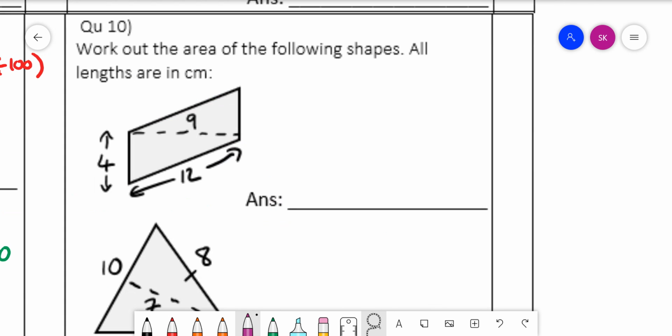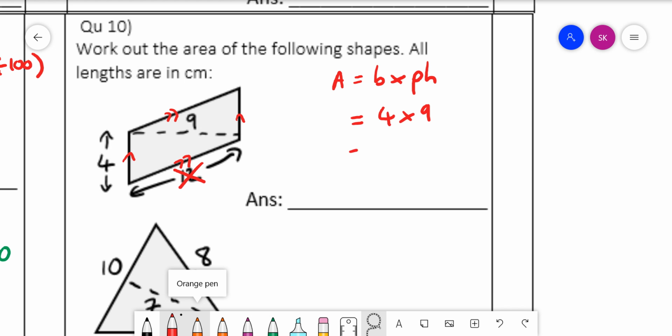Question 10. Work out the area of the following shapes, all lengths in centimeters. So here we have a parallelogram. Area of parallelogram, base times perpendicular height. But there's 3 values here, so one of them is going to be a red herring. In fact, it is the 12. I don't want that 12 because it is not the base and it's not the perpendicular height. So 4 times 9, which is 36 centimeters squared.